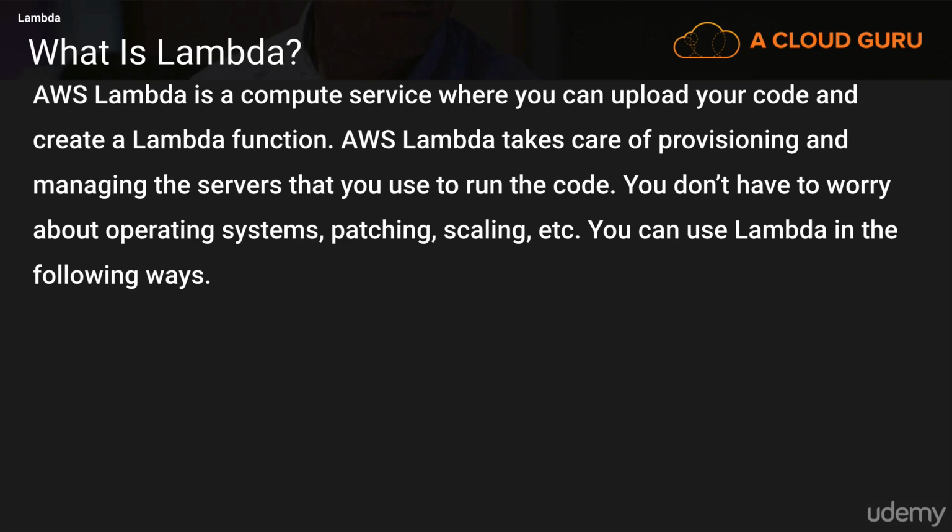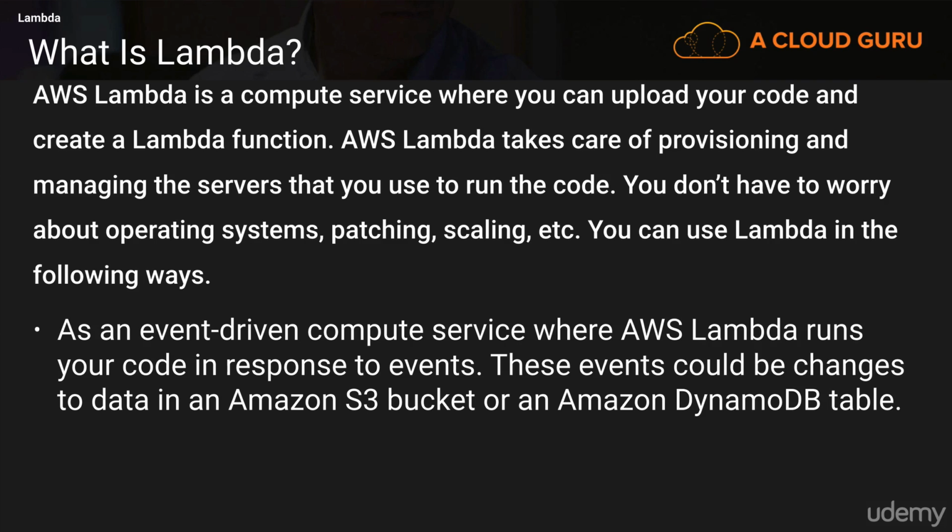And you can use Lambda in the following ways. So you can use it as an event-driven compute service. This is basically where AWS Lambda runs your code in response to events. So let's look at a practical example. I could create a web application whereby my users upload a photo to my web application, and this is stored in an S3 bucket. Now, as soon as that photo is finished uploading to S3, this could trigger a Lambda function, and basically a Lambda function would go in and turn my photo into a thumbnail.